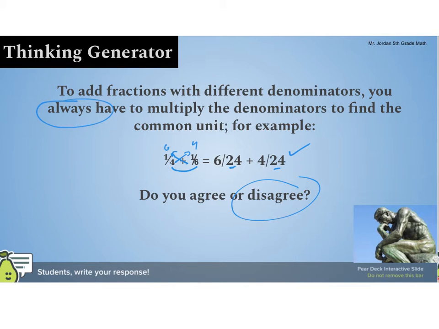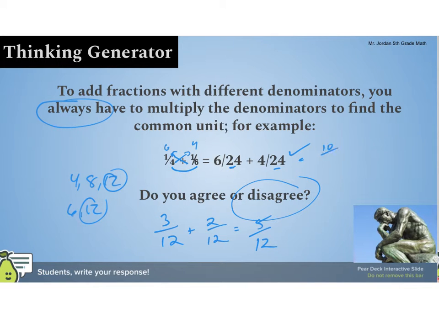No, I disagree. Because instead of multiplying them, I can find a common multiple. 4, 8, 12. 6, 12. They both have a common multiple of 12. So I can rewrite this making 12ths. So 3 12ths plus 2 12ths equals 5 12ths would also be correct.